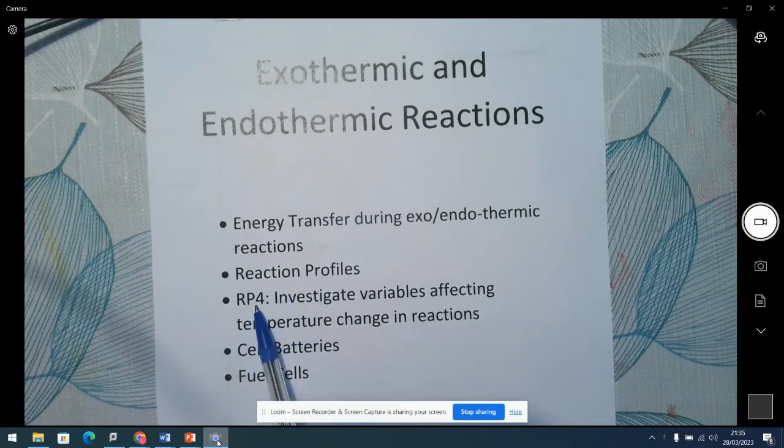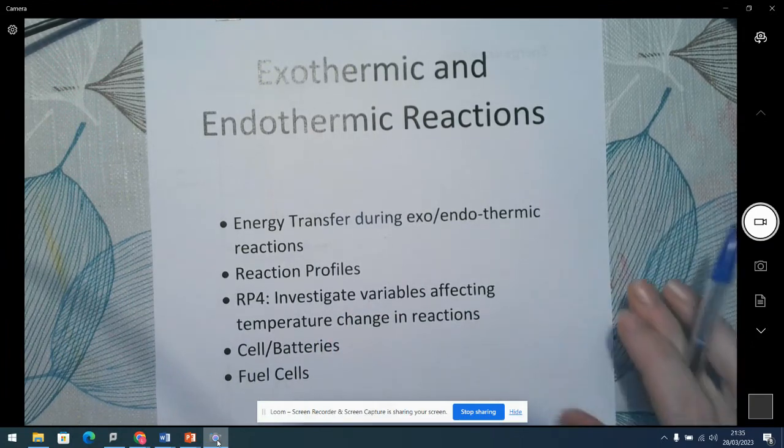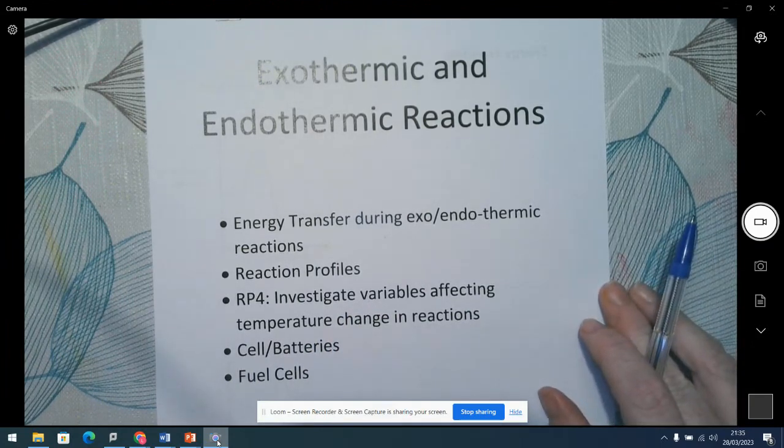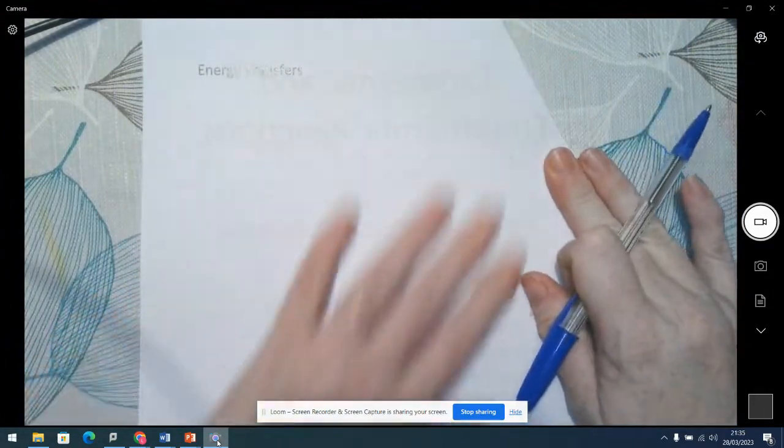And there's a required practical here. So we're going to talk through the required practical and really talk about the types of questions you get asked in regards to that. And then we're going to look at cells and batteries and fuel cells as well. So this video in itself should probably last about half an hour. We'll see how we go with it. But we'll get started. We'll jump straight in terms of what we mean when we're talking about exothermic and endothermic.